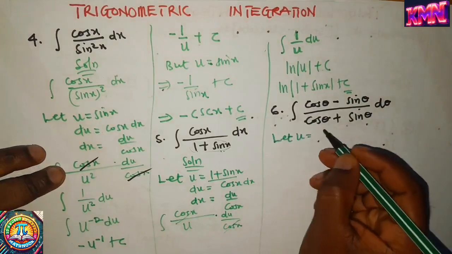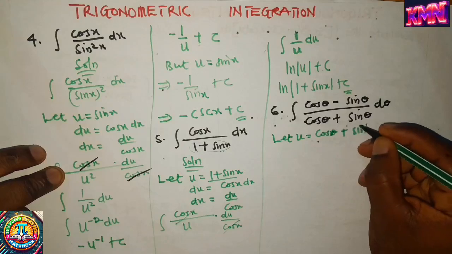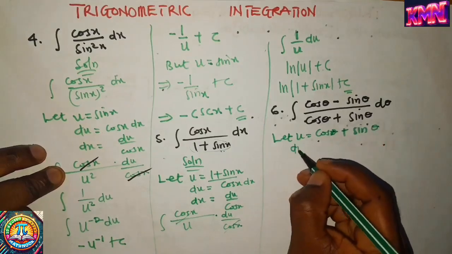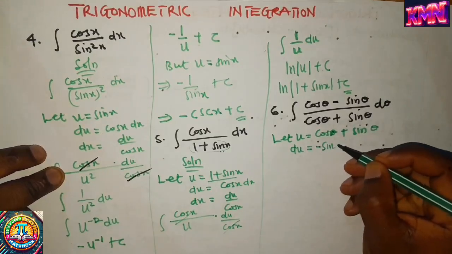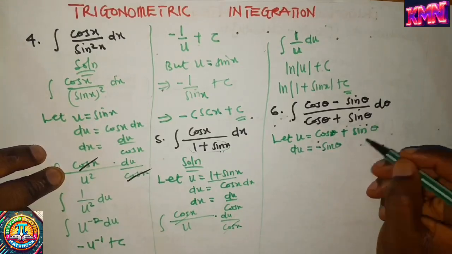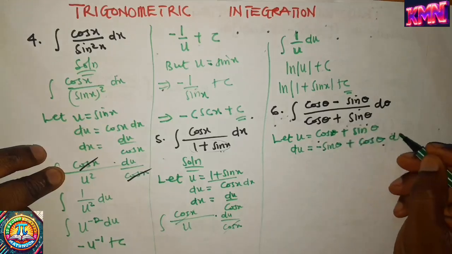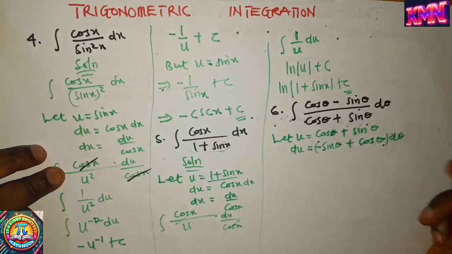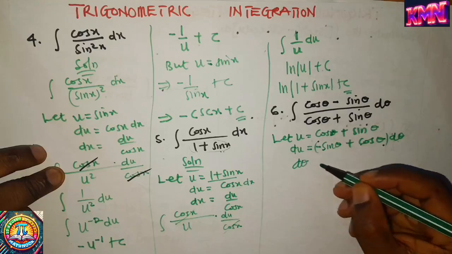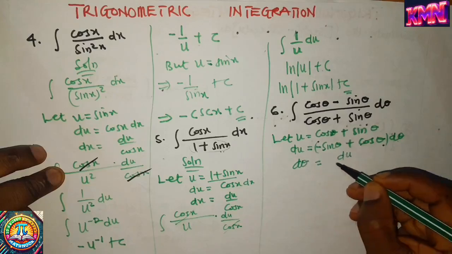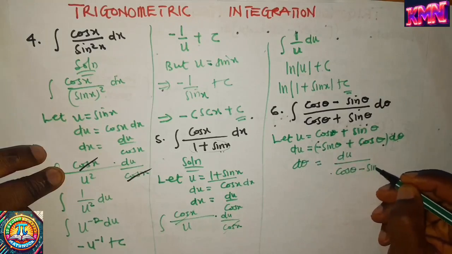Let u equals cosine of theta plus sine theta. So du equals, the differential of this is negative sine theta, then the differential of this is plus cosine theta, d theta. So let's make d theta the subject. So we're going to get d theta equals du on cosine of theta minus sine theta.